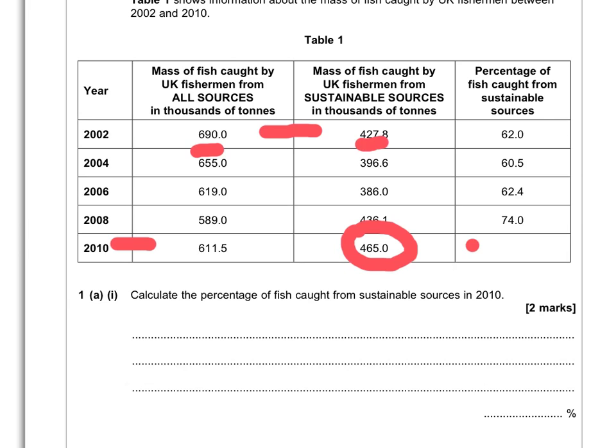So here's my calculator. I'm going to do 427.8 divided by 690 times 100, and it equals 62. So that's proof that we know how to do the actual sum. So in this case, it will be 465.